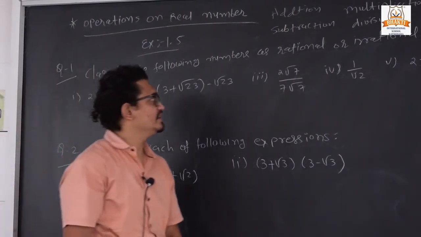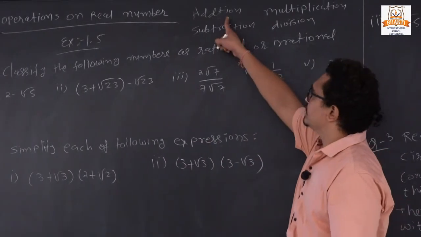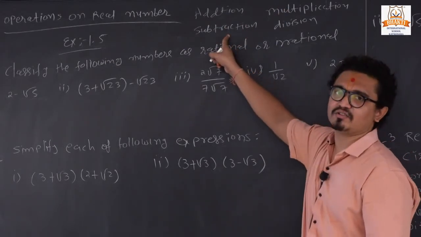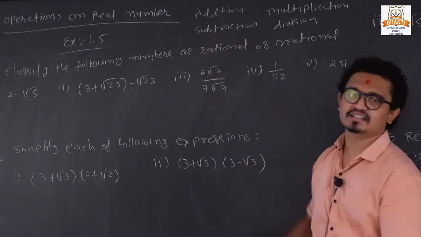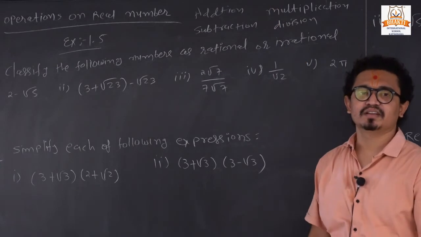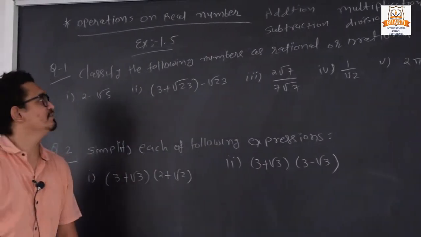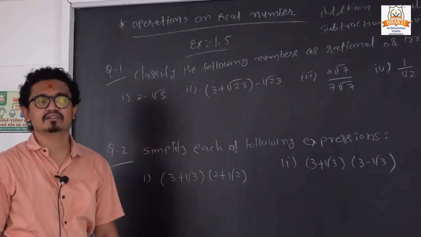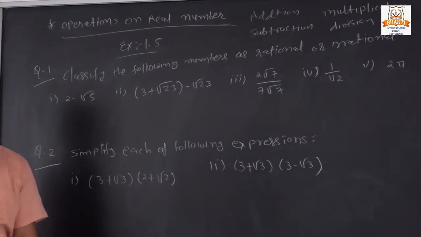Here we can conclude that if any rational number is added to an irrational number, the answer will always be irrational. Same thing in subtraction also. If we subtract an irrational number from a rational number, once again the answer is an irrational number. The same thing happens in multiplication as well as division. If we multiply any rational number by an irrational number, the answer will be irrational, and lastly in division, the same thing happens. If we divide a rational number by an irrational number, the answer is always irrational.